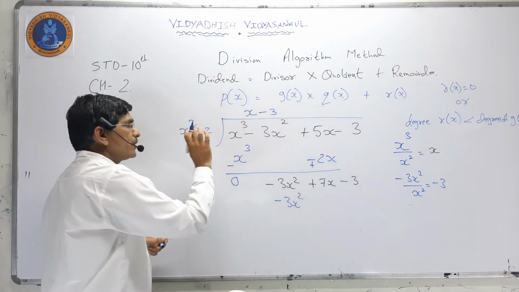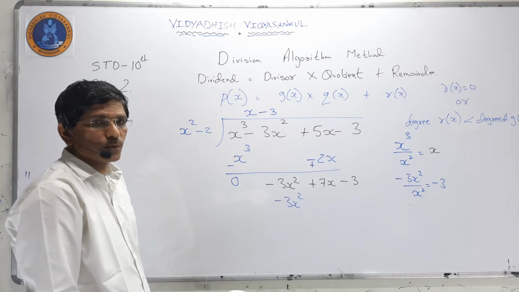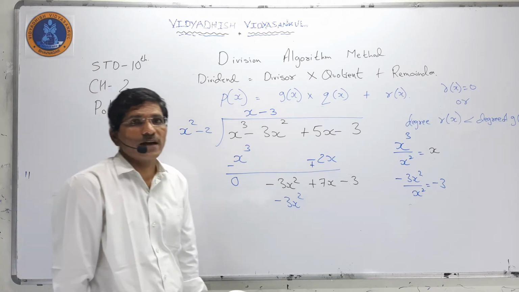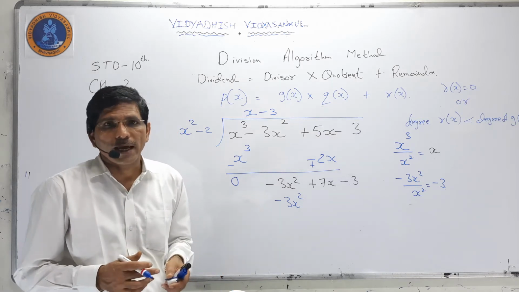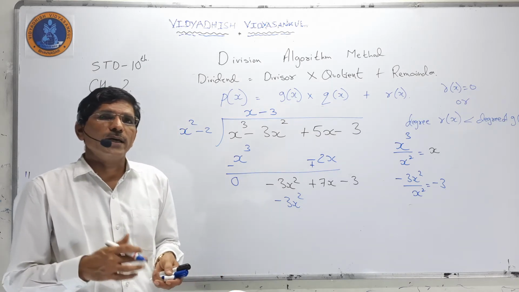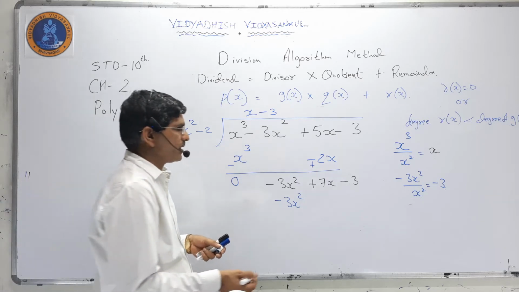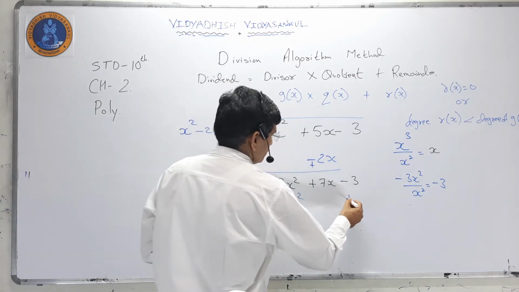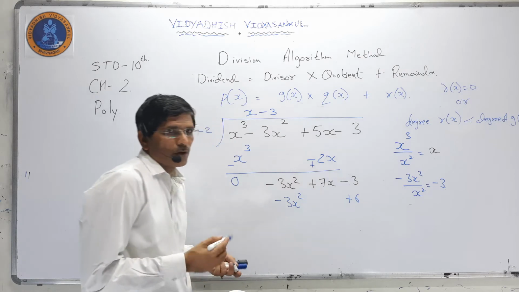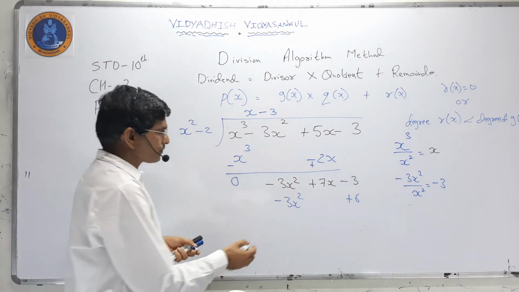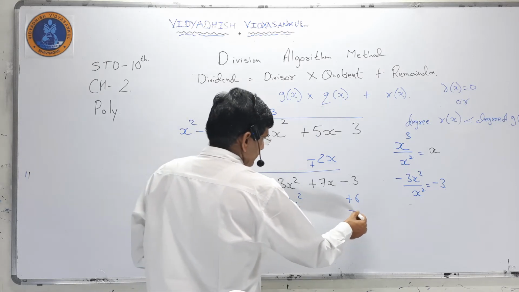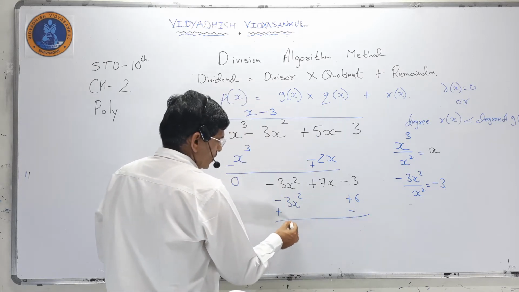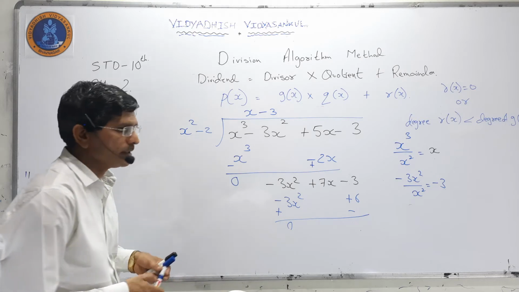Again minus 3 into minus 2. 3 2s are 6, but both are negative terms. When two negative terms are multiplied, it should be converted into a positive, that is plus 6 I have to write. Now I want to change the sign, so here it is plus, here it is minus. So here we get the answer 0.